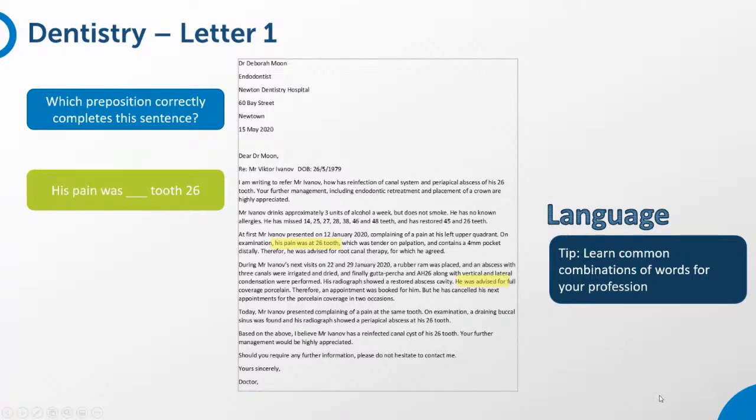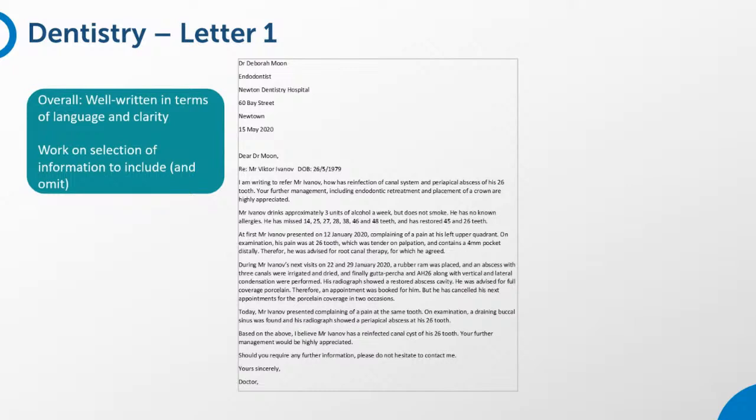So overall, there is a lot that is good about this letter in terms of language and clarity. Those little mistakes that I've picked out aren't really critical ones. The main thing this candidate needs to work on, though, is selection of details to include. A couple of you pointed out earlier in the chat that there's a lot of information included, and in fact, almost everything from the case notes has been included, which would make this letter feel quite exhausting for the reader to have to go through all of that information. Readers of healthcare letters appreciate something that's brief and without the unnecessary background.